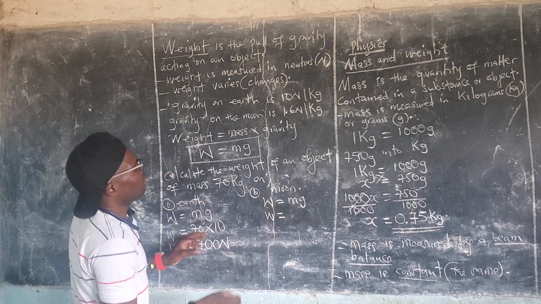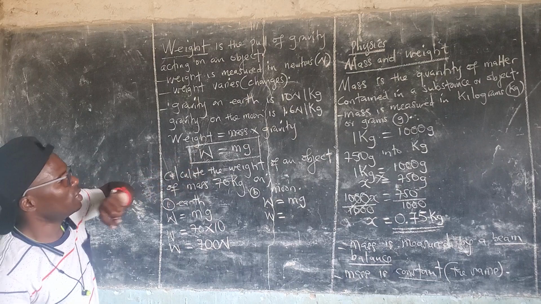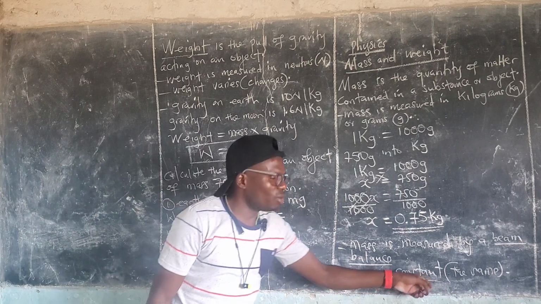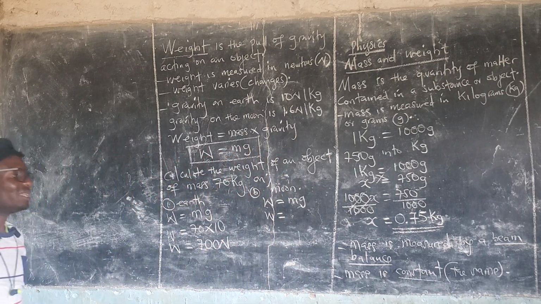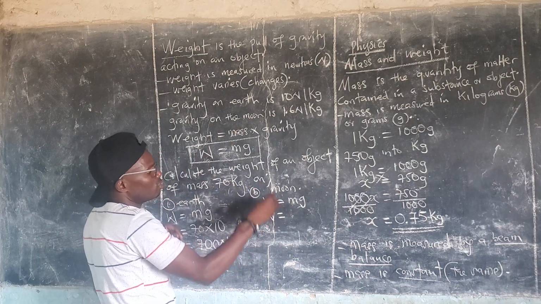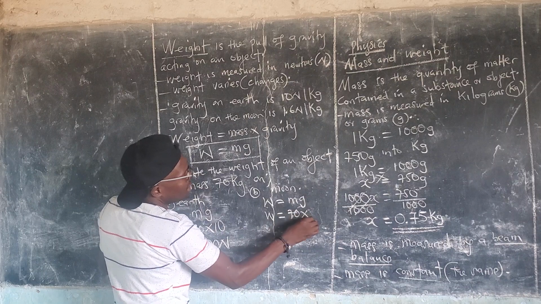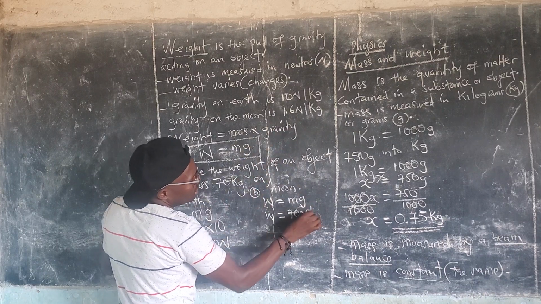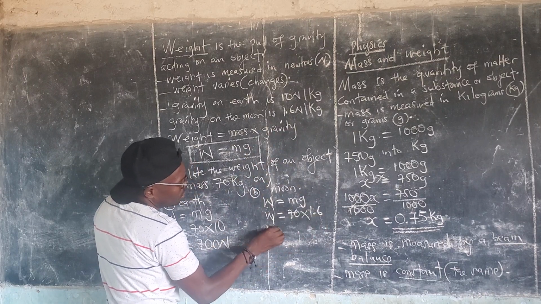On the moon, weight is equal to mg. What is the mass of that object when it goes on the moon? We said mass is constant. Mass is the same. No matter where the object goes, mass will always be the same. So the mass of that object on the moon is still 70, times the gravity on the moon, which is 1.6. So weight is equal to what?